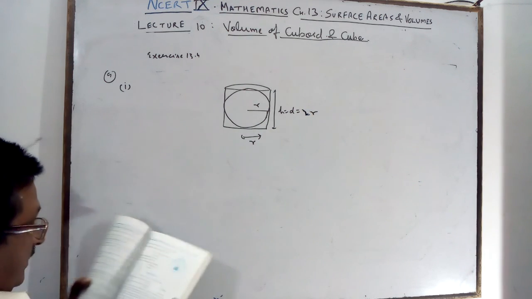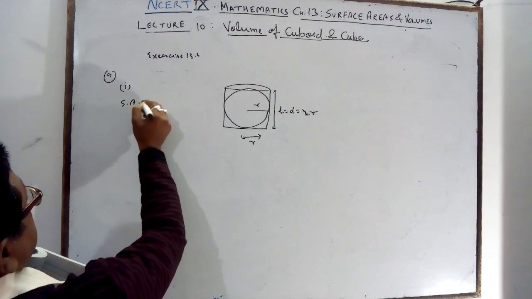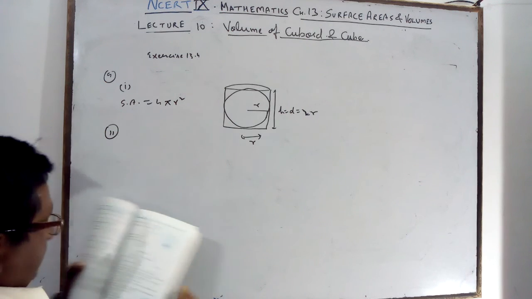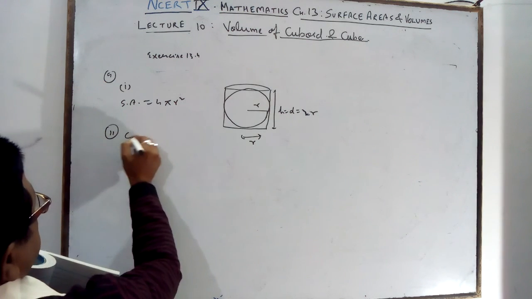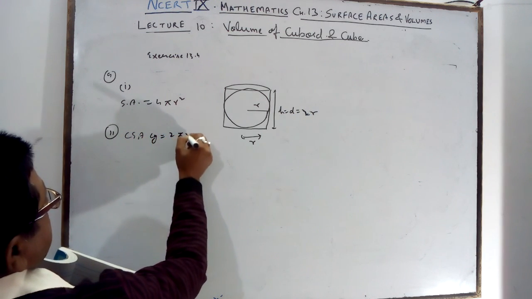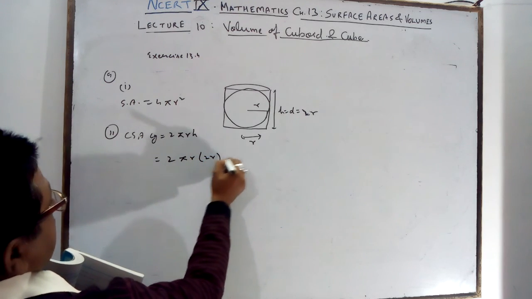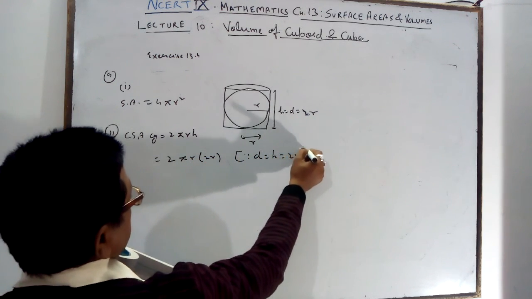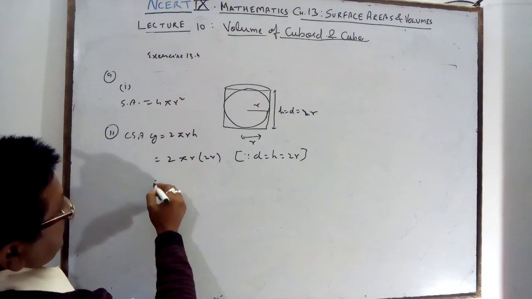The first part asks for the surface area of the sphere. Surface area is equal to 4 pi r square. The second part asks for the curved surface area of the cylinder. CSA of the cylinder is equal to 2 pi r h. What is h? 2 pi r into 2r, because diameter is equal to height, which is 2r. Enclosed. So what will you get?